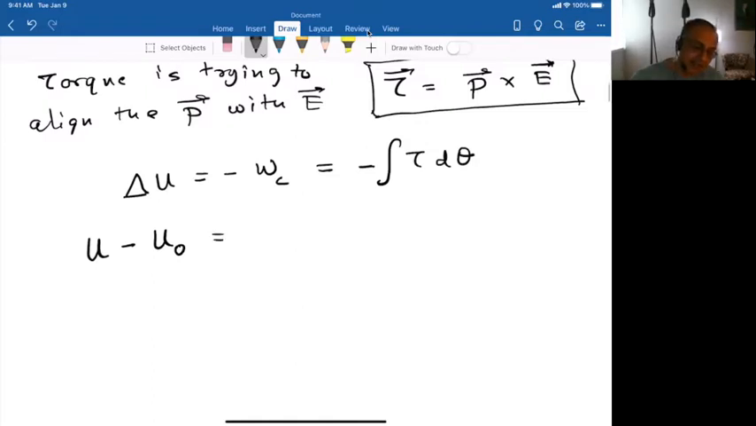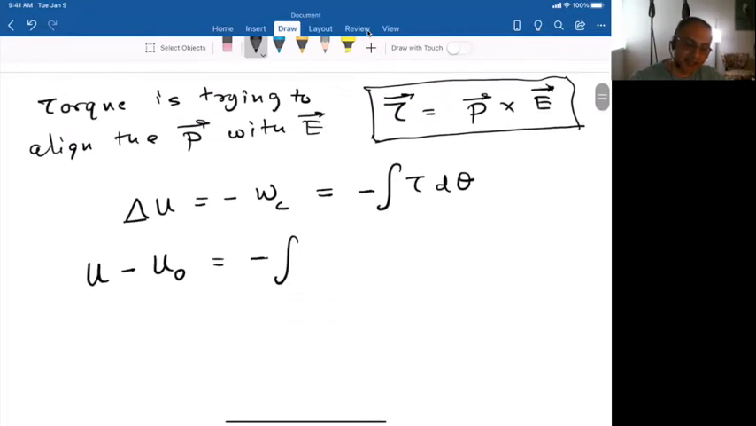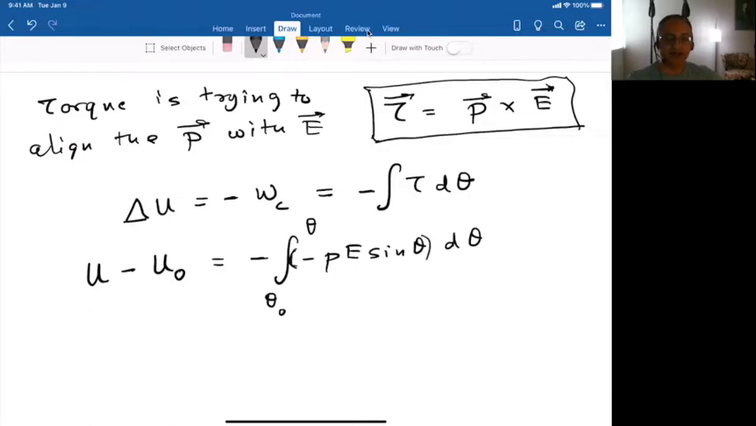And that is equal to minus the torque. I can put in the formula for the torque. That's minus PE sine theta d theta. So all I did was put in the formula for the torque that we just derived, and this goes from theta initial to theta final. That makes sense? The overall minus sign comes from the formula delta U is equal to minus W_C. And based on the sign convention that we are working with, our torque was negative. So that's why I have a minus sign in here. I simply put the formula for the torque over here, right?